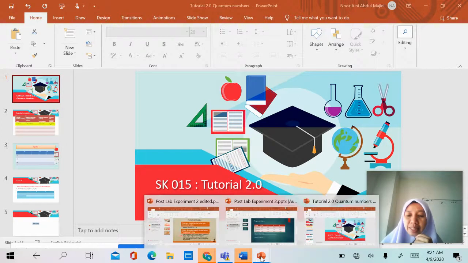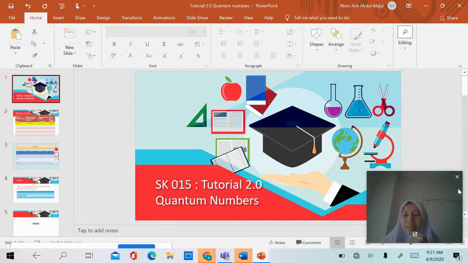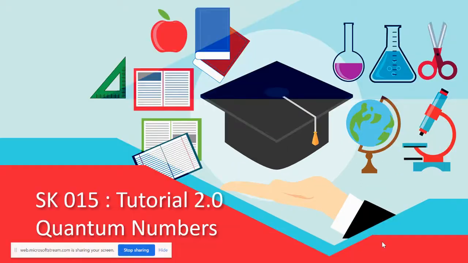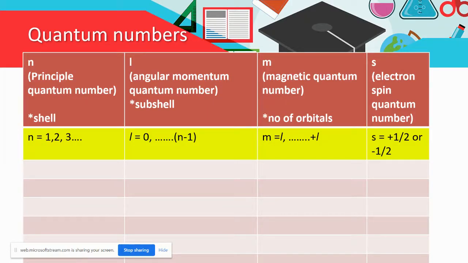Okay, let's proceed with quantum mechanics, particularly quantum numbers, for today. Now let's have a look at the first quantum number. The first quantum number is known as the principal quantum number. The symbol for it is n. N is also known as shell.